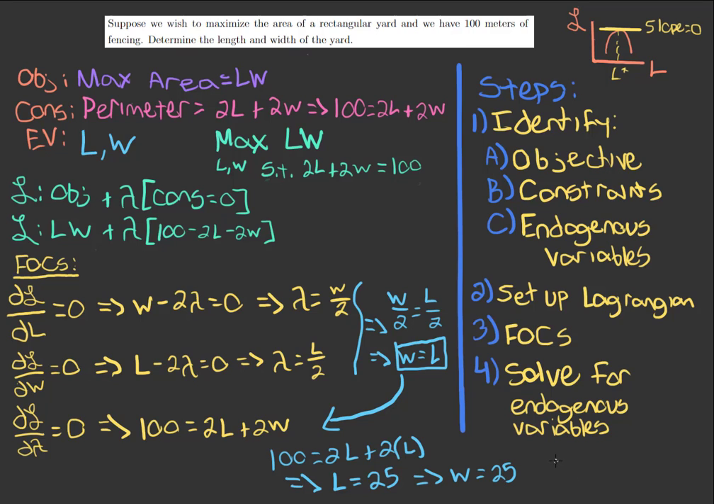So now we've got that the length and width that maximize the area of this rectangle are both going to be equal to 25. And with this information, we can actually solve for the area as well. So we know that the area is going to be equal to 25 squared, which is just 625 meters squared.